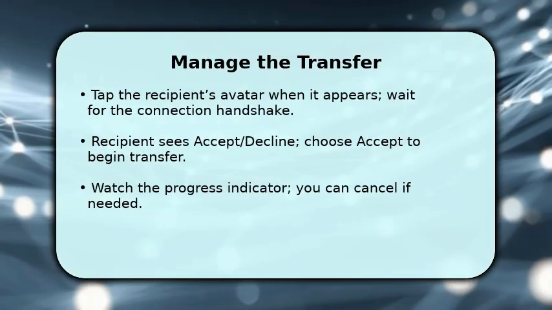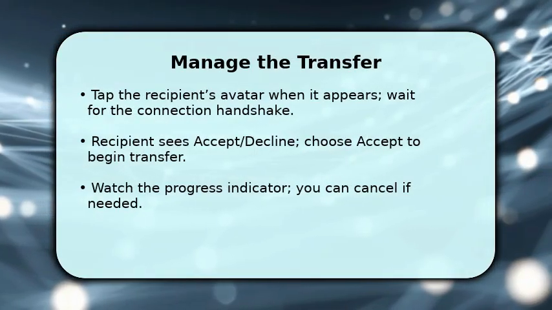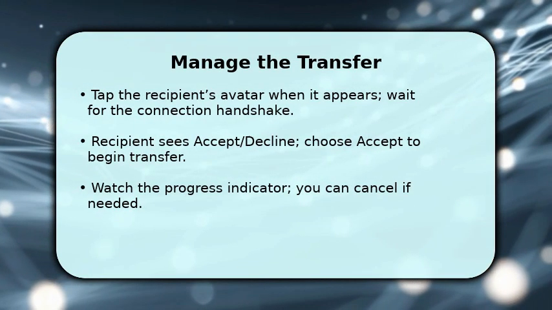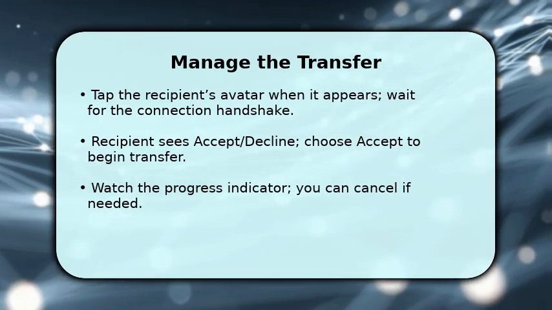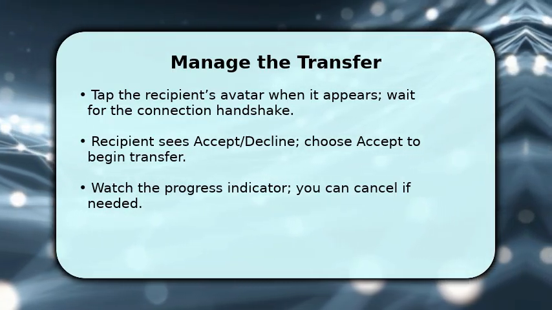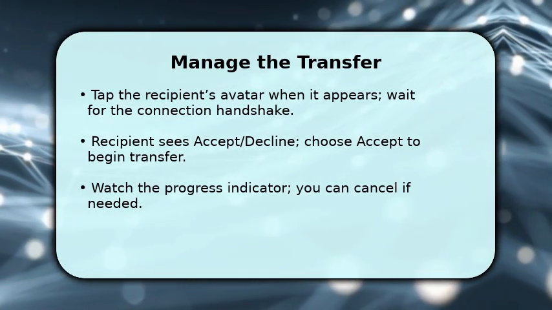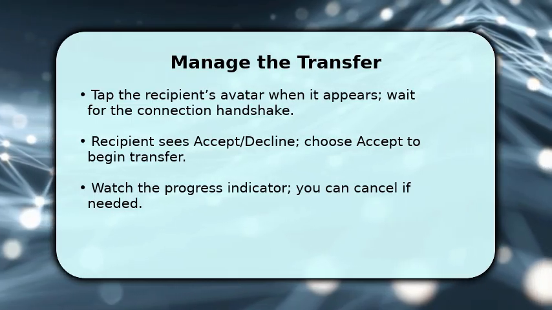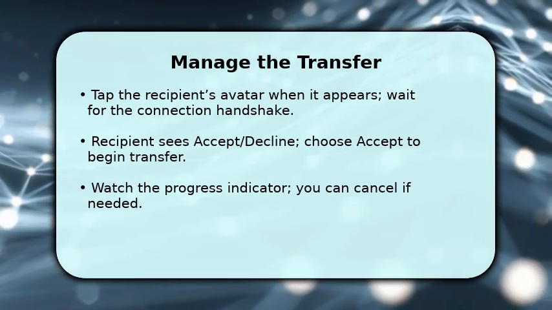devices. Once you tap the recipient's avatar, Airdrop performs a quick handshake using Bluetooth for discovery and peer-to-peer Wi-Fi for data, which is why waiting briefly is normal. The recipient will get an accept or decline prompt. They must tap accept for the transfer to start, so communicate if needed.